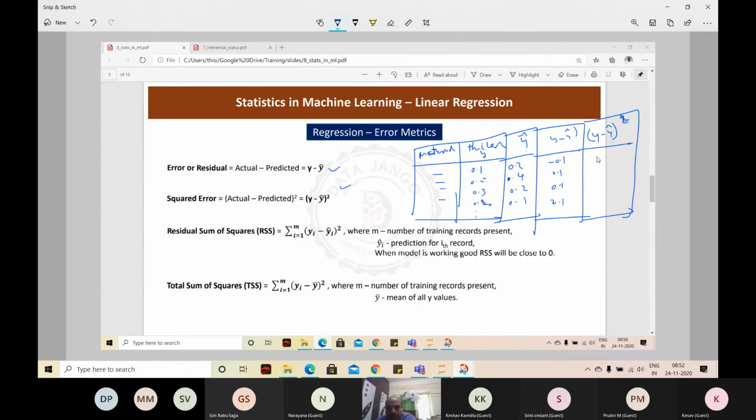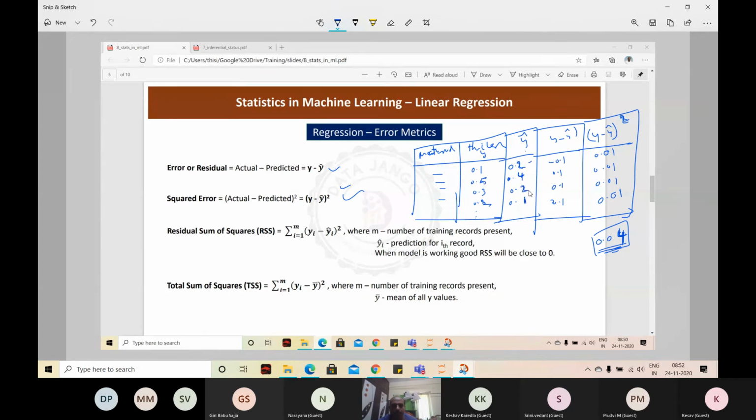So here, what is it going to be? 0.01. And when you sum all of them, right, it's going to be 0.04. Is this number close to 0? Residual sum of squares for this model. Is this close to 0? Yes. But do you see the model working good? If you look at the y cap values and y values, do you see model working good?